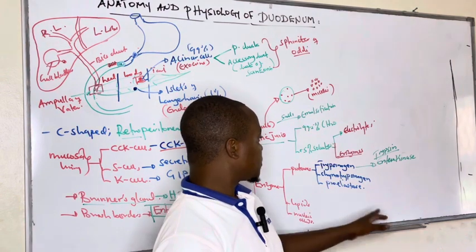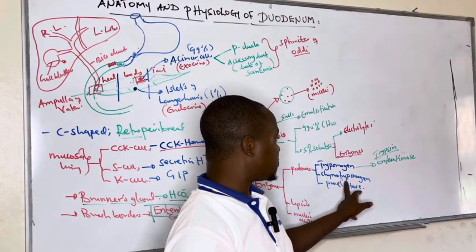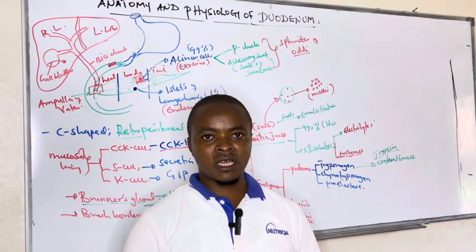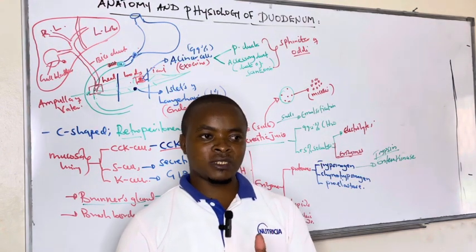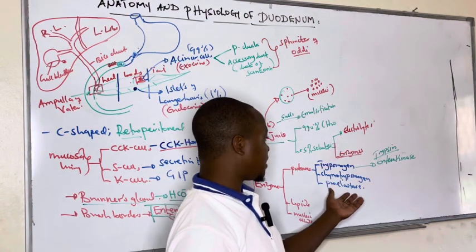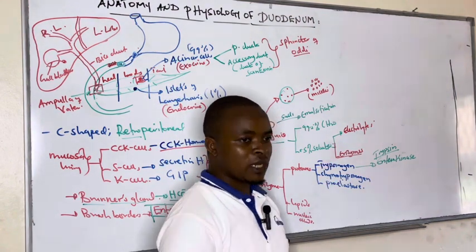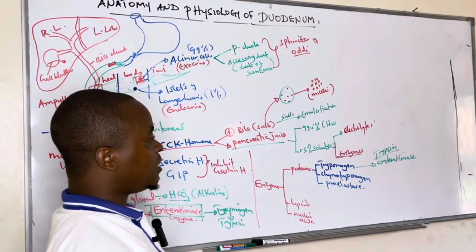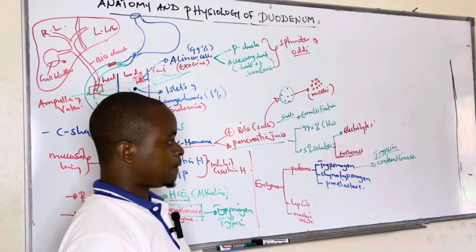Then we see the chymotrypsin also working on the carboxyl ends of the amino acids, breaking the peptide bonds at the carboxyl ends. Then the proelastase also works on the aromatic amino acids, breaking them into dipeptides and tripeptides.